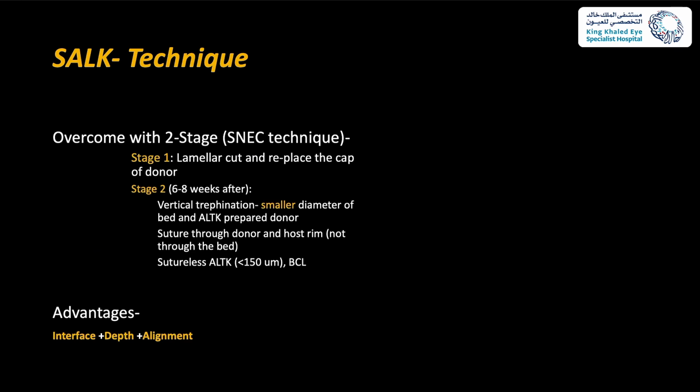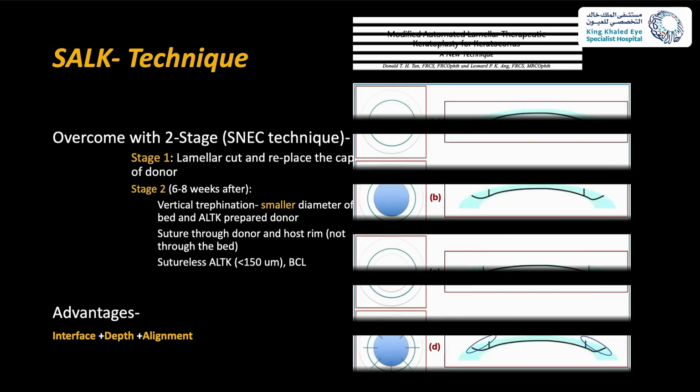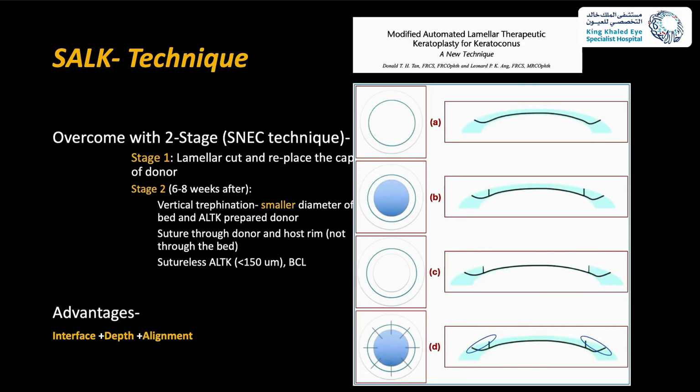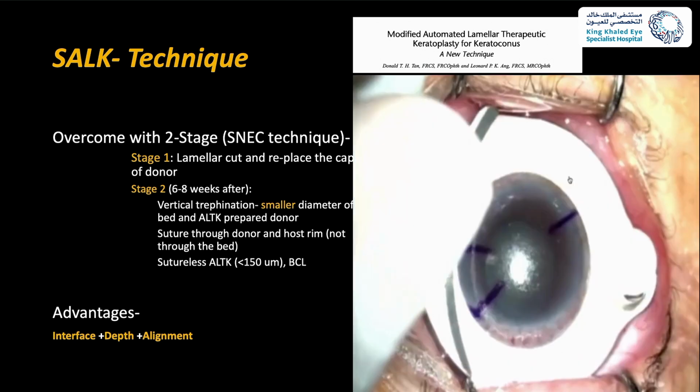So an additional technique, which is two-stage ALTK, was described, where you can basically do your lamellar cut initially, as you can see in picture A, put back the superficial layer again without transplantation, stitch the graft again, and go back later on in 6 to 8 weeks and do a vertical trephination so you can avoid the edges of the microkeratome and stitch your graft.